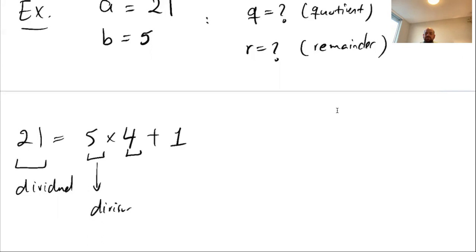Okay, so this is what you learned in elementary school, and you saw some examples. This is just a very simple example of the division algorithm. Dividend is 21 and divisor is 5. But how can we prove the division algorithm? This is something that you haven't seen in elementary school. So, the proof of the division algorithm.